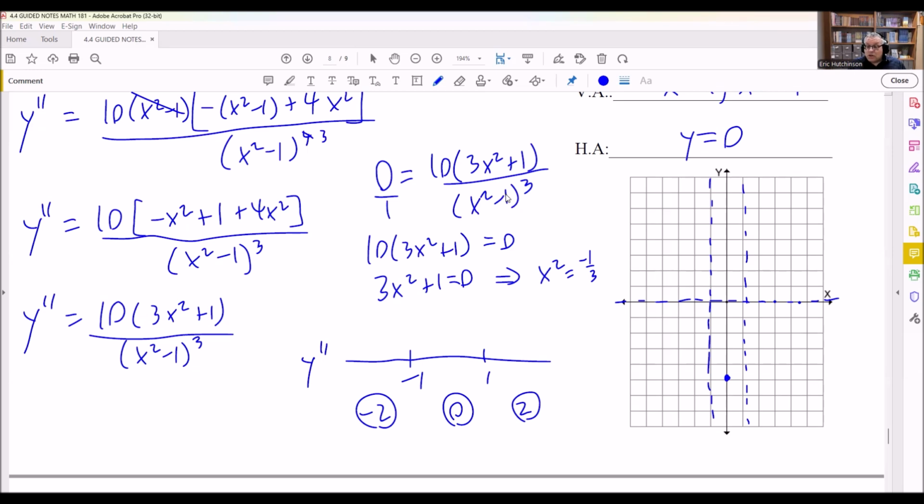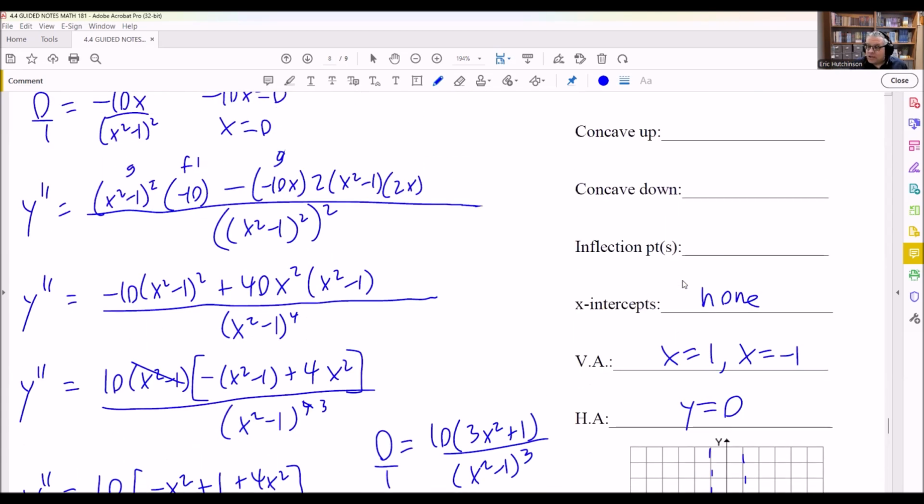Okay, so -2 squared is 4. 4 minus 1 is positive. This will be plus. If we put 0 in here, we have -1, but it's cubed. So -1 cubed is a negative number. So we do get a minus there. And then put 2 in here. 4 minus 1 is 3 cubed is positive. So now we have plus, minus, plus. What that's going to tell us is concave up on these ends and then concave down in the middle.